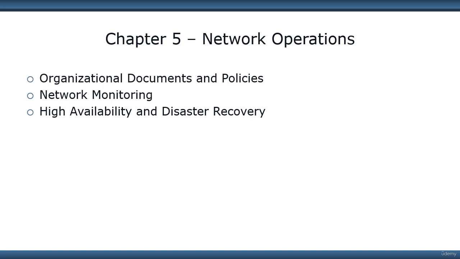So we will begin by dealing with organizational documents and policies. These are things that the company will put in place to make sure that the network is utilized in the correct way. We'll look at network monitoring, various types of monitoring that we can do to make sure that the network continues to operate at a high level of performance, and also these can be used to troubleshoot when that's not the case. And then high availability and disaster recovery. How do we make sure that the system stays up and running in the case of failure? And if there's a failure, how do we restore the data and services back to the way that they were?